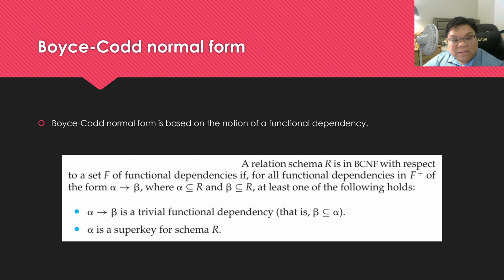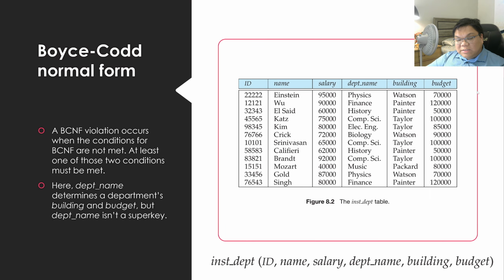Alpha determines beta is a trivial functional dependency, that is, beta is a subset of alpha, or alpha is a superkey for the schema R. We saw also an example of a Boyce-Codd normal form violation. It is this table.